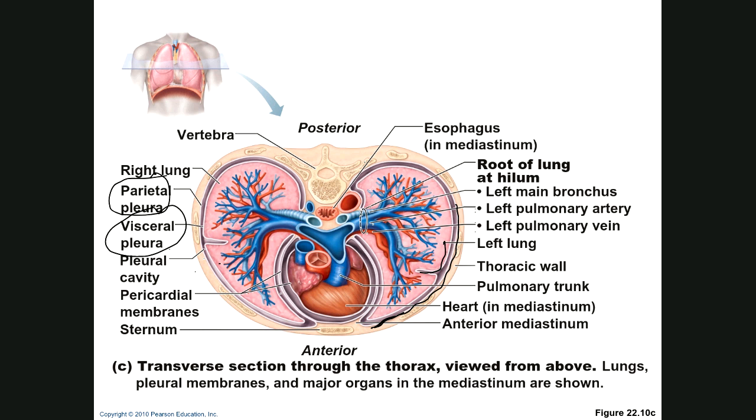The reason why this is crucial is because during ventilation we're going to expand our rib cage. The parietal pleura is expanding with the rib cage, and the visceral pleura is stuck to the parietal pleura. So as we expand the rib cage, the visceral pleura is also going to expand and increase the volume of the lungs, making the lungs bigger.